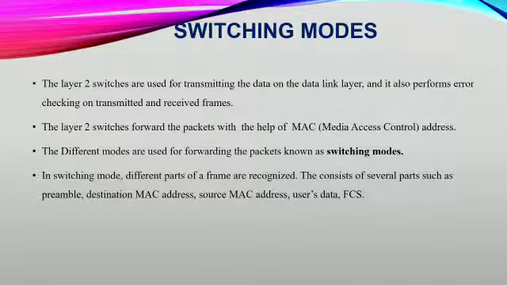So coming here, what is switching modes? Layer 2 switches are used for transmitting data on the data link layer, and they also perform error checking on transmitted and received frames. Layer 2 switches forward the packet with the help of the MAC address. The different modes used for forwarding the packet are known as the switching modes. In switching mode, different parts of the frame are recognized. They consist of several parts such as preamble, destination MAC address, source MAC address, user data and FCS.